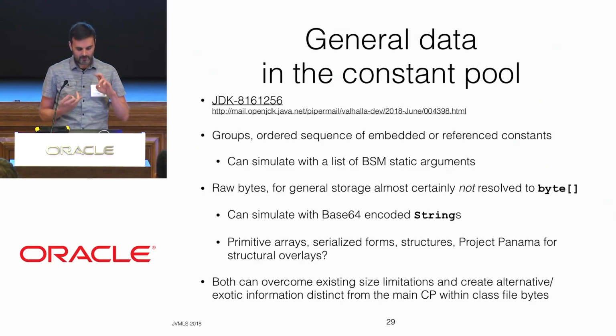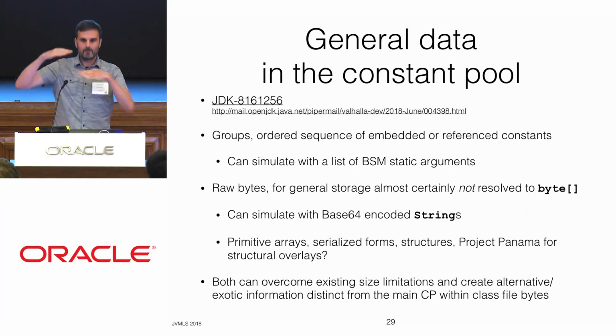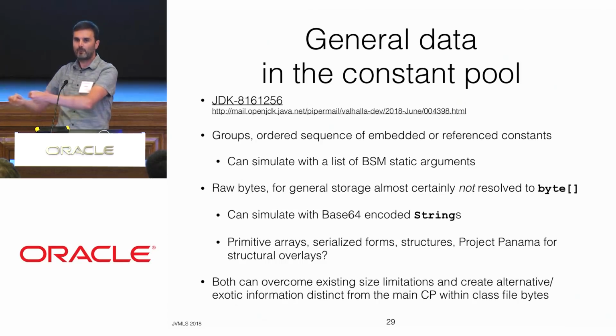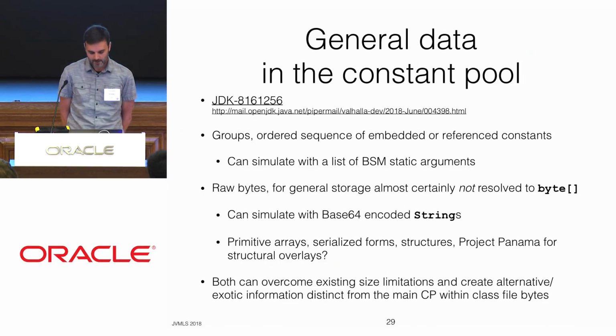But we have essentially groups, ordered sequences of embedded or reference constants. These are a bit like the static argument lists that you have in a BSM, but more general. So you could actually embed constant data in a group and hide it away from the main area of the constant pool. And you can overcome the size limitations that are currently present with static argument lists. And the other one is raw bytes, which probably doesn't resolve to a byte array because that will involve a copy, so we need an abstraction for that, whatever that might be.